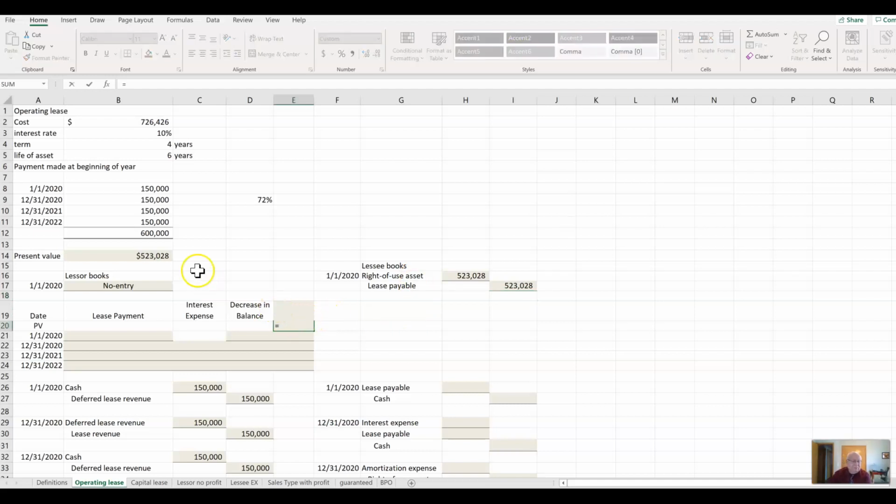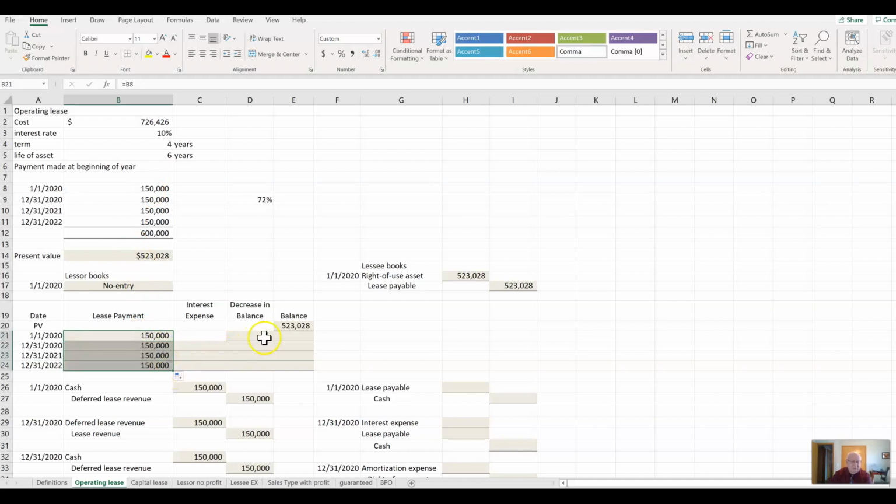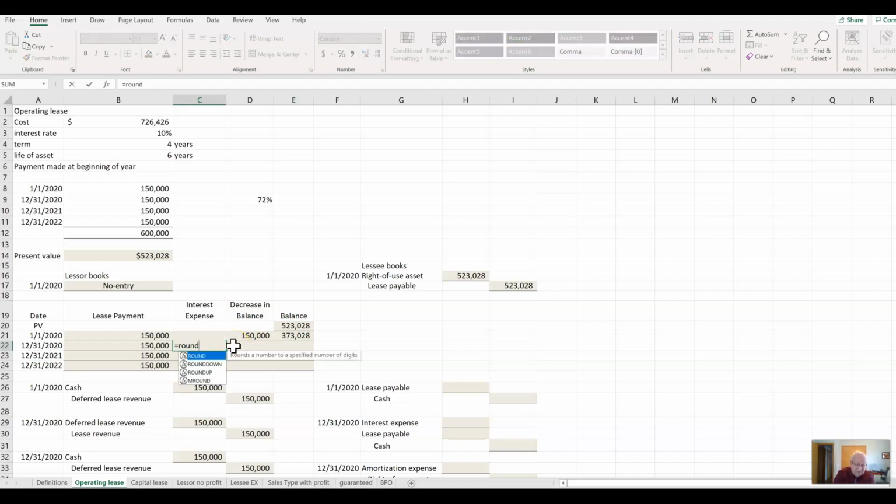Then we need to do the chart. I mean, I could do the chart earlier, but I didn't. The lease payments is the 150,000, and that's 150,000 all the way down because it's the same payment. This one is also the 150,000 because no interest has accrued yet. So we'll take this one, the 523, and subtract off the 150,000. Okay, now this is for the interest at the end of the year. We take equal round, the 373,028 times the interest rate of 10%, and like I said, it's 0 decimals, so that's 373.